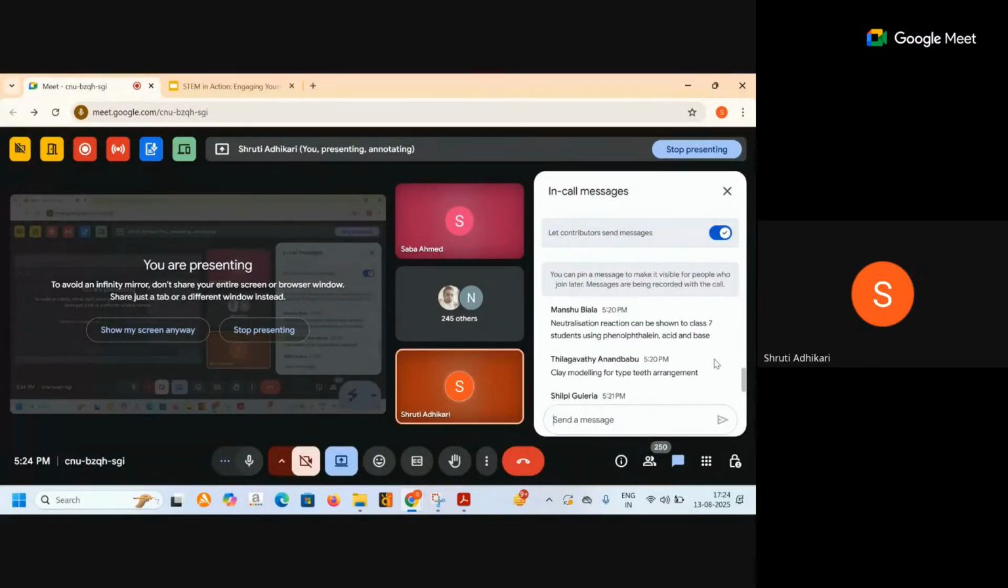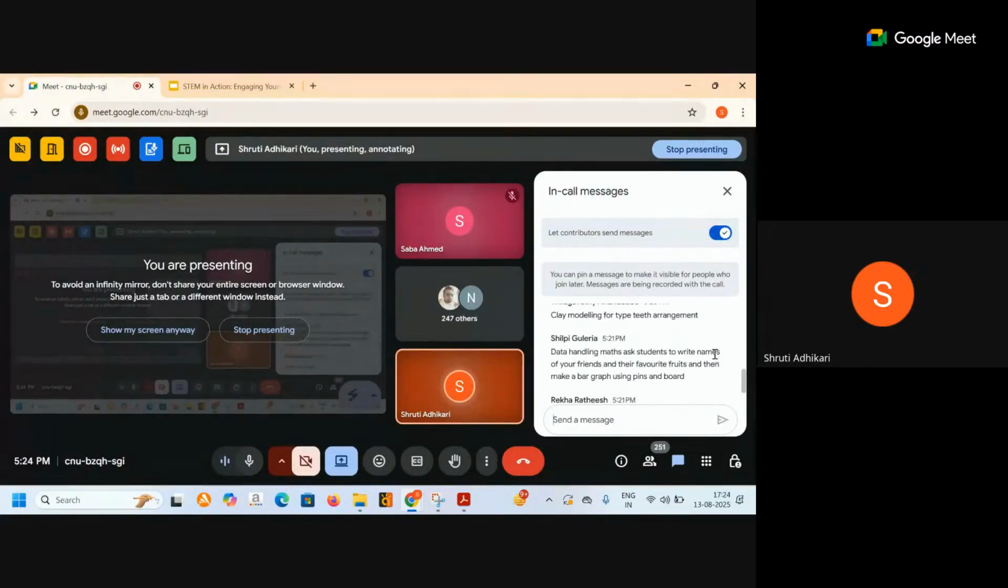Okay. Yeah, lab-based activity. Okay. Clay modeling for types of teeth arrangement. Okay, this seems interesting. Okay, data handling. Shilpi ma'am has mentioned data handling maths: ask students to write names of their friends and their favorite fruits and then make a bar graph using pins and board. Perfect. That's a good activity. Rekha Ratish ma'am: simple paper airplane to understand the streamlined body of a plane, which helps to reduce drag. Perfect. That is also a good example of STEM activity, right?